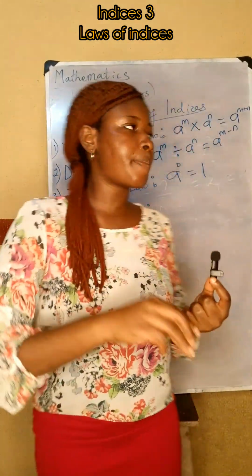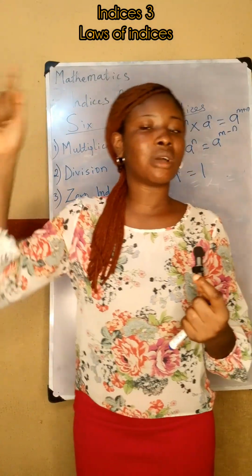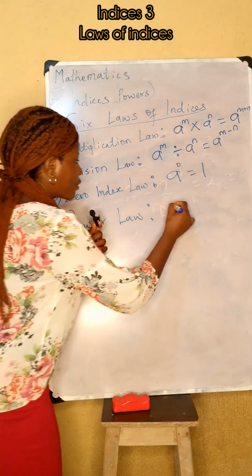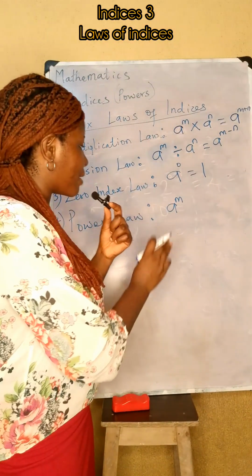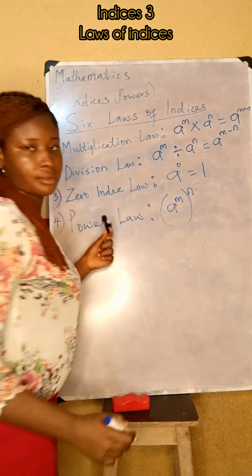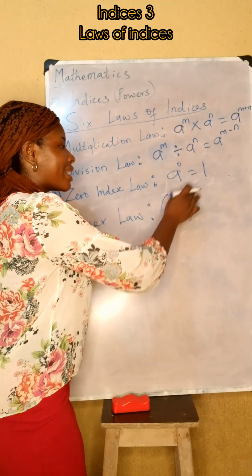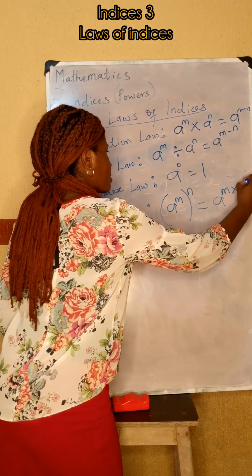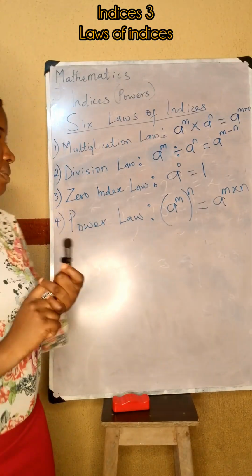An index number is a number that has a power. So the power law states that when an index number is again raised to another power, the two powers are multiplied. More like if I have a raised to power m. A raised to power m is an index number because it is a number that has a power. If I again raise it to n, I am raising it with another power. Whenever you have a number that has a power and is raised to another power, what you do is just multiply the two powers. That's the way we do it.